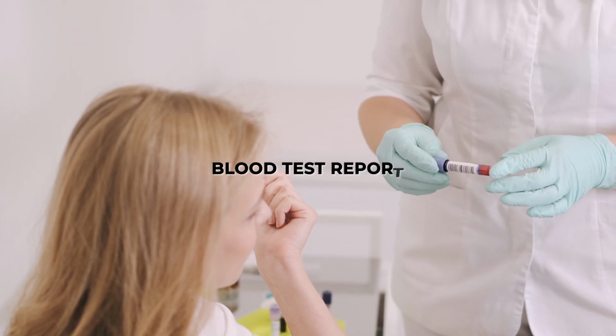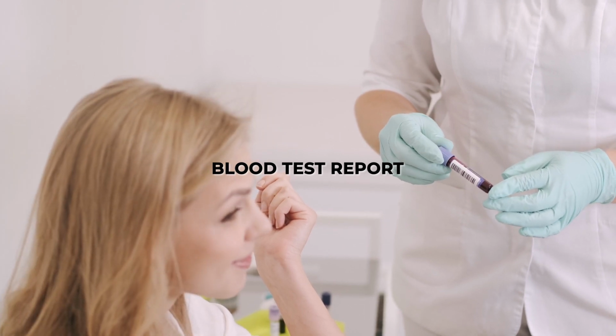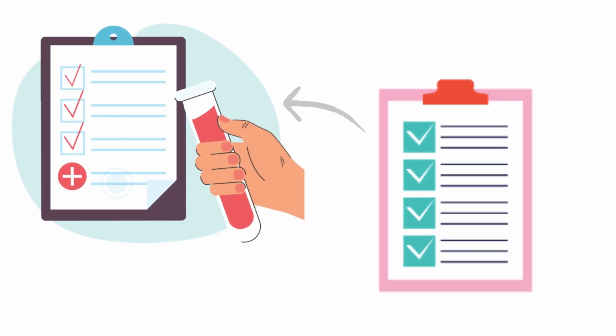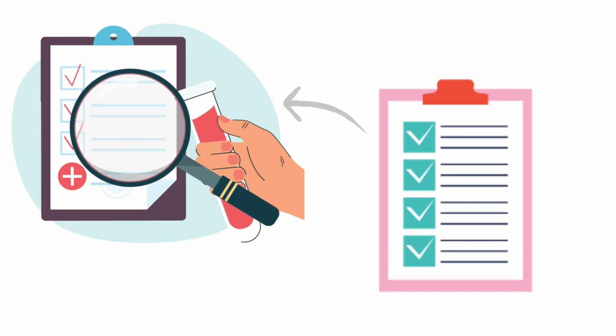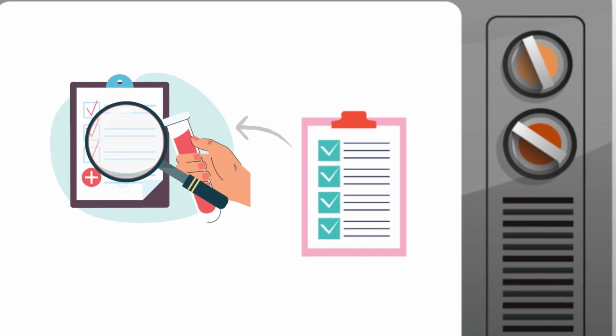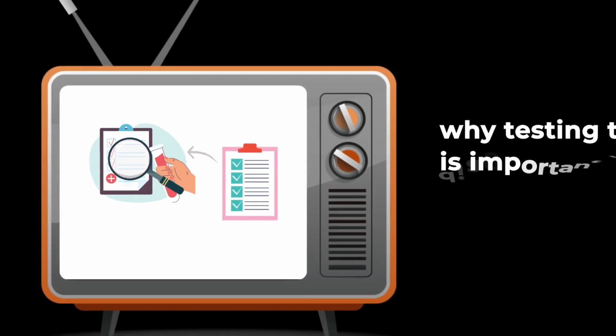This time it is on the blood test reports. Have you noticed that when you get sick, most of the time, the doctor orders to test the blood? Do you know why doctors do this? Do you know what is written in a blood test report? Let us watch the video to understand why testing the blood is important in diagnosing the disease.